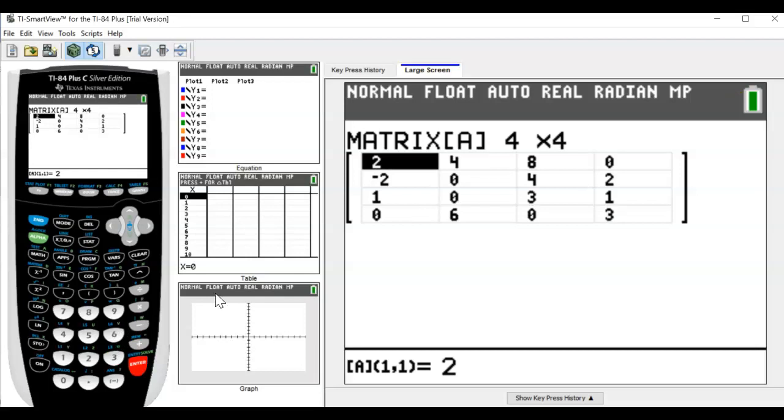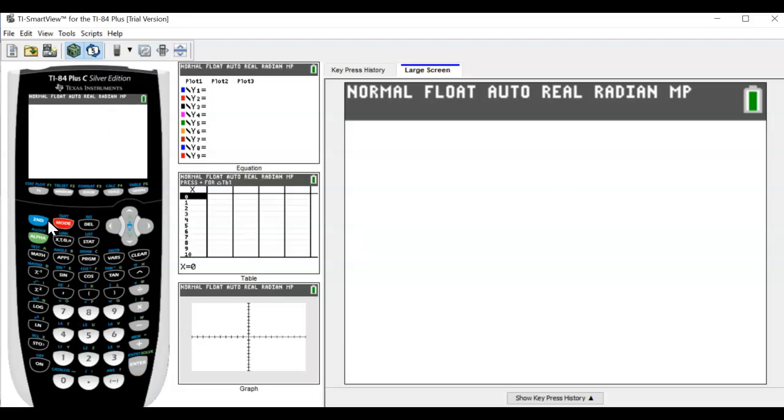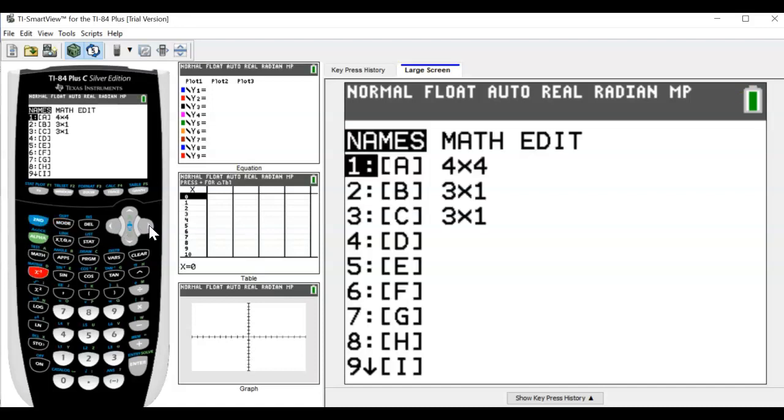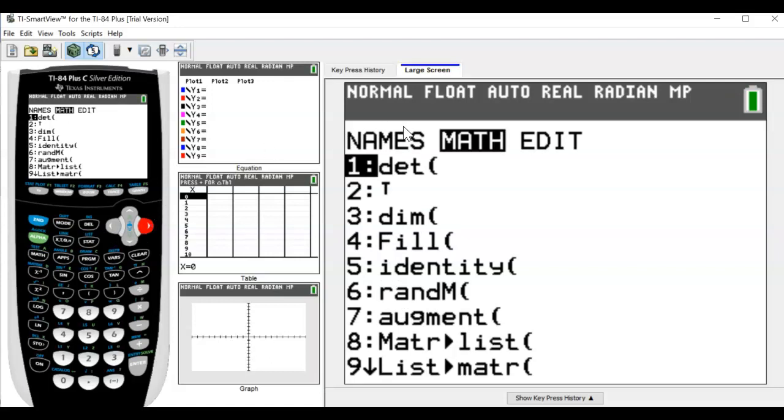Okay, so put in matrix, again, we usually use A, but any matrix slot would have been fine. And then go back to the matrix menu in math and notice that the very first entry here is determinant. So DET, determinant, hit enter.